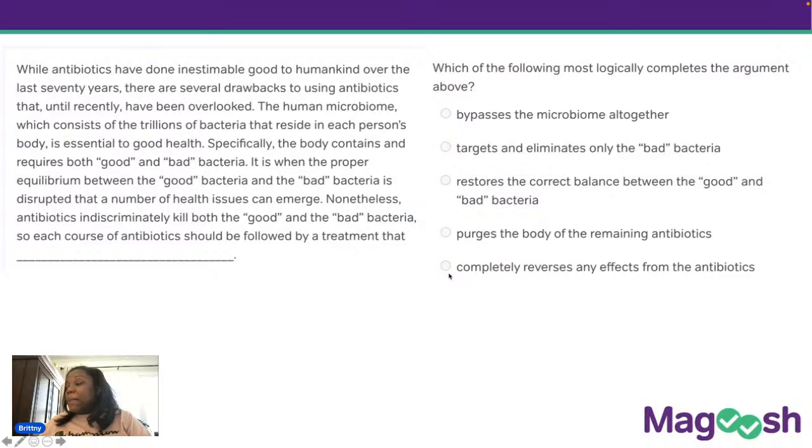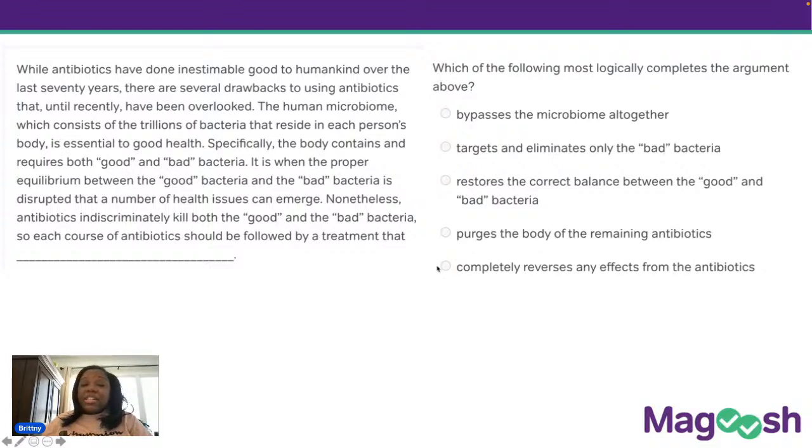Last but not least, completely reverses any effects from the antibiotics, kind of for the same reason, right? As D, this is wrong too. The point of taking the antibiotics is to undo. What would be the point of taking it if you're just going to undo the effects, right? So remember here it says, each course of antibiotics should be followed by a treatment that reverses it. That kind of wouldn't. Why would we take it in the first place? Right? So you can look at it logically through that.